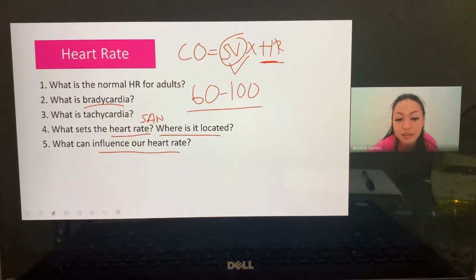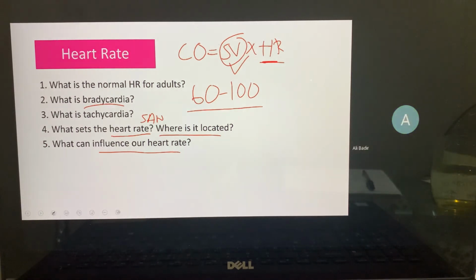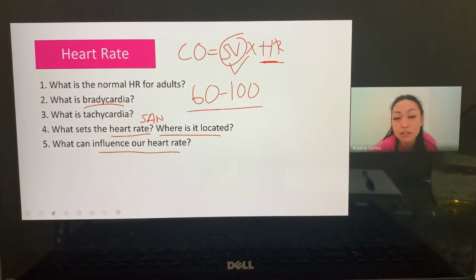Exercise. Anything else that can change your heart rate? Physical activity. What else? Age, yes. Fetuses, they beat like 100 to 160 per minute. Drugs as well. Diet. If you have a high salt intake, you have a more rapid heart rate. Yes. Okay, I think you guys get the idea.